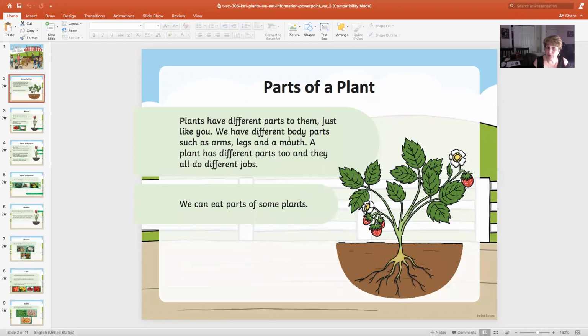Parts of a plant. Now we're going to go through each part again and see what grows from them. Plants have different parts to them, just like you. We have different body parts. We have arms, legs, and mouth. A plant has different parts too, and they all do different jobs. We can eat parts of some plants. Do you remember what that means? So that we could eat them. If we could eat them, they are edible. Look at what's growing from here, right from the flower here. These are going to be strawberries. Let's continue.